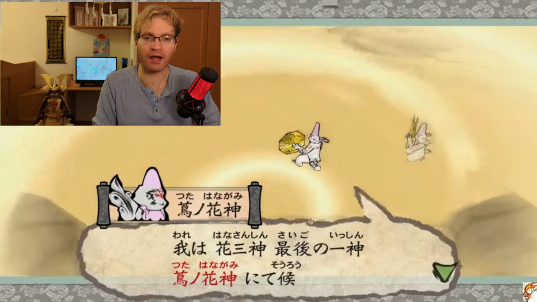Amaterasu wa okami nari, okay? Amaterasu no omikami. Okami nari. Amaterasu is a wolf. Amaterasu is a great god. Tsuta no Hanagami wa saru nari. Tsuta no Hanagami is a monkey, okay?